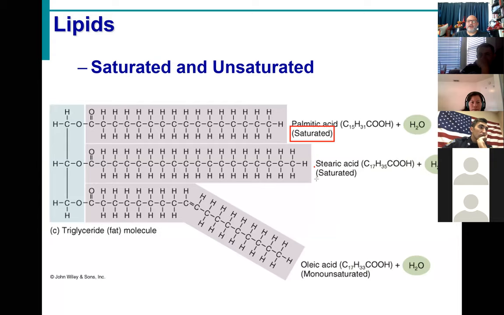However, notice this one here. With this one here, there is a single double bond that forms between two of the carbons. Notice this carbon still gets its four bonds. This carbon still gets its four covalent bonds. So we've made all our bonds necessary, but this one doesn't have all of the maximal amount of hydrogens it could have because of that double bond. So this is an unsaturated fat.